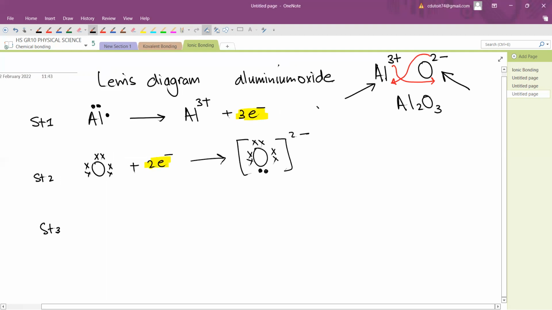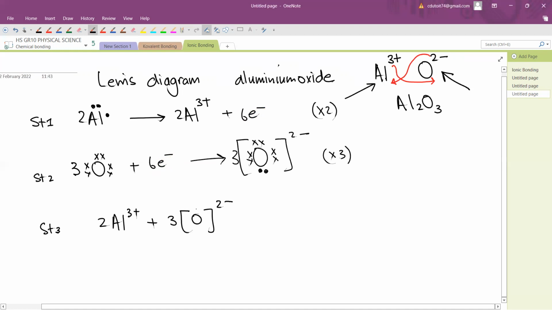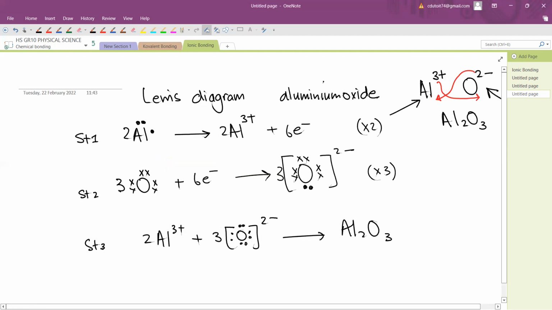So I'm just going to multiply the one with 2 and the other one with 3. So then I have 2 times 3, 6, isn't it? Yes. And then I have 3 times 2, 6. So now step 3, the 2 aluminium 3 pluses are going to join with the 3 oxygen 2 minuses. You have to put in all the little dots there. And that becomes Al2O3. Look, this is a lot of marks, 3 marks for just writing those things, and you can do it already.